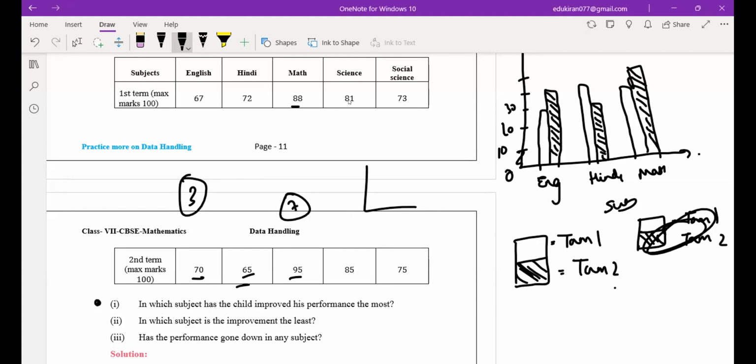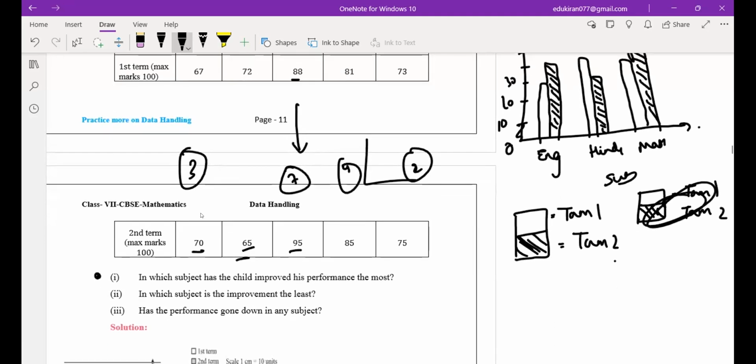And here 81 to 85, 4 marks. And from 70 to this, 2 marks, right? So in which subject has he improved the most? Math, because he has improved by 7 marks in maths. Then next, in which subject is the improvement the least? Hindi, ma'am.